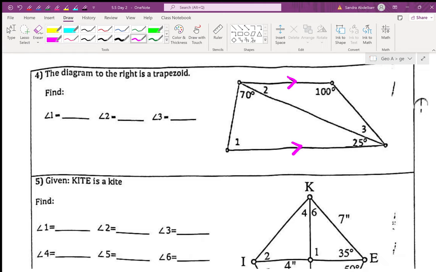I'm going to start off by finding angle 1, just because it says it first. So you could start off anywhere you want. How am I going to find angle 1? Do we all see this triangle? A triangle has to add up to 180. So I'm going to do 70 plus 25, which is 95, and then 180 minus 95, which gives us 85.